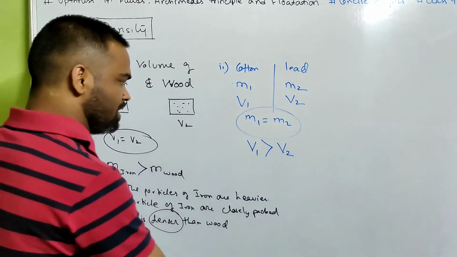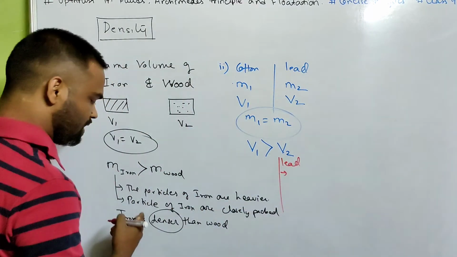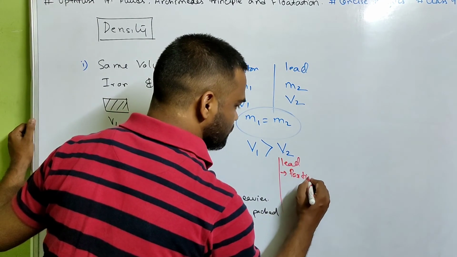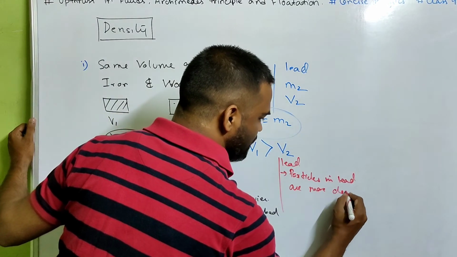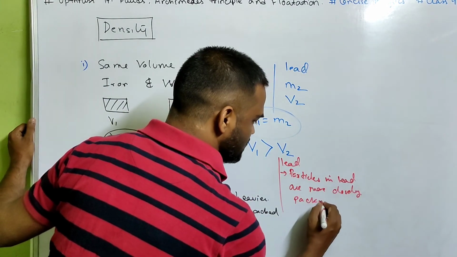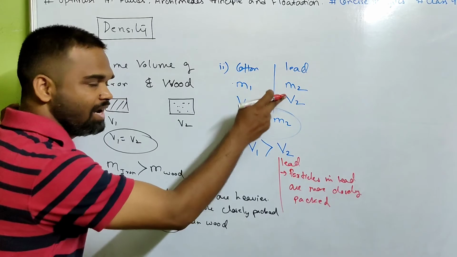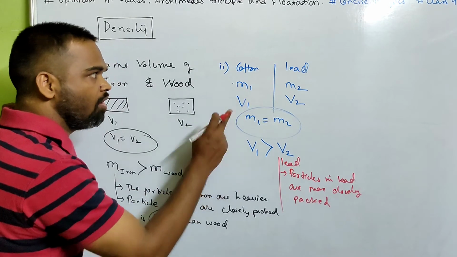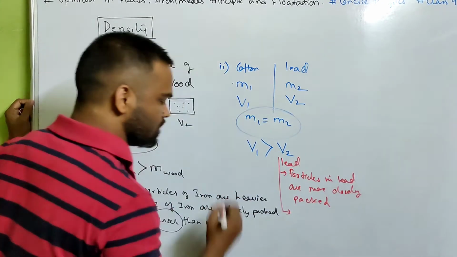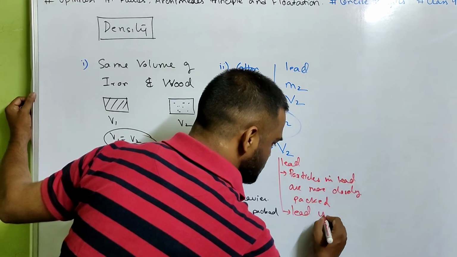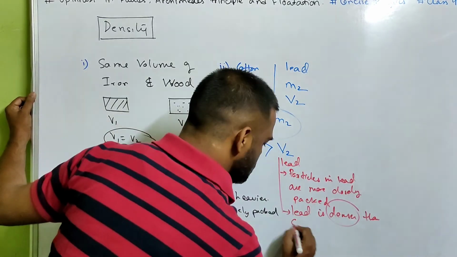This again means the same thing: the particles in lead are more closely packed as compared to the particles of cotton. That is why the volume of lead is less as compared to the volume of cotton, though the mass is the same. This again leads to the conclusion that lead is denser than cotton. Yes or no?